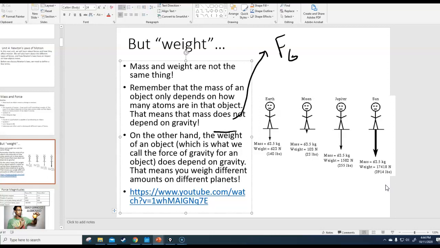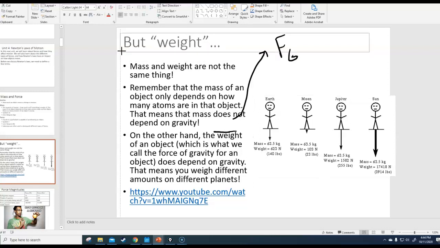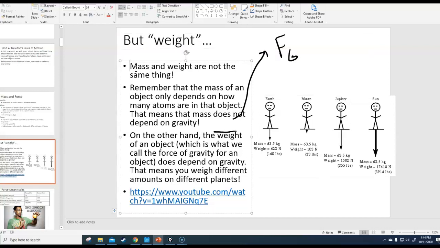On the sun, I would weigh almost 4,000 pounds because the sun has really immense gravity because it itself is very massive, but my mass would be the exact same. Okay, so mass has nothing to do with gravity, weight does. Mass is a measurement of inertia that's measured in kilograms. Weight is the force of gravity that's measured in newtons. Okay, so make sure you understand the difference between mass and weight.